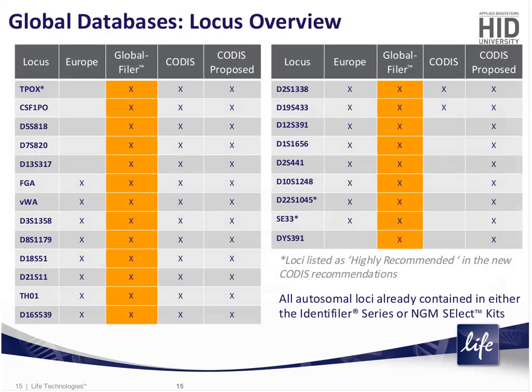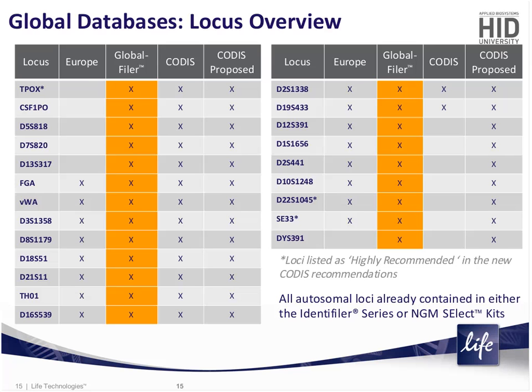Now, when it comes to incorporating these loci into our chemistries, we are in a very fortunate position because all of them are already contained in either the Identifiler series or NGM Select kits for the autosomal loci, and the Y-STR locus DYS391 is included in our YFiler kit.